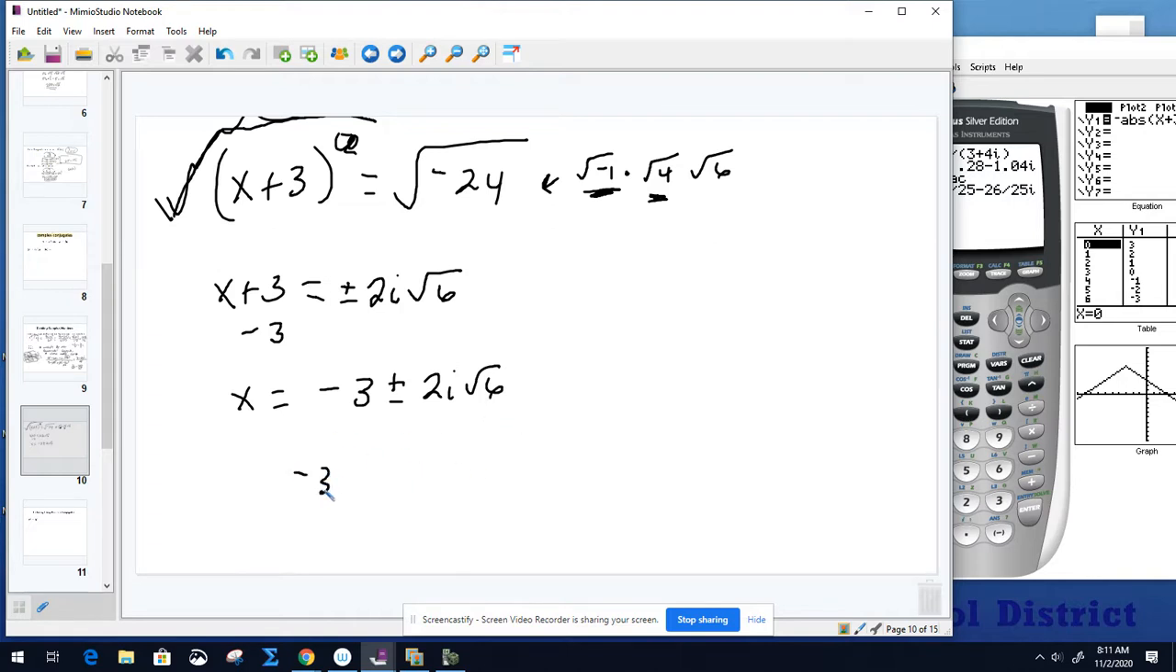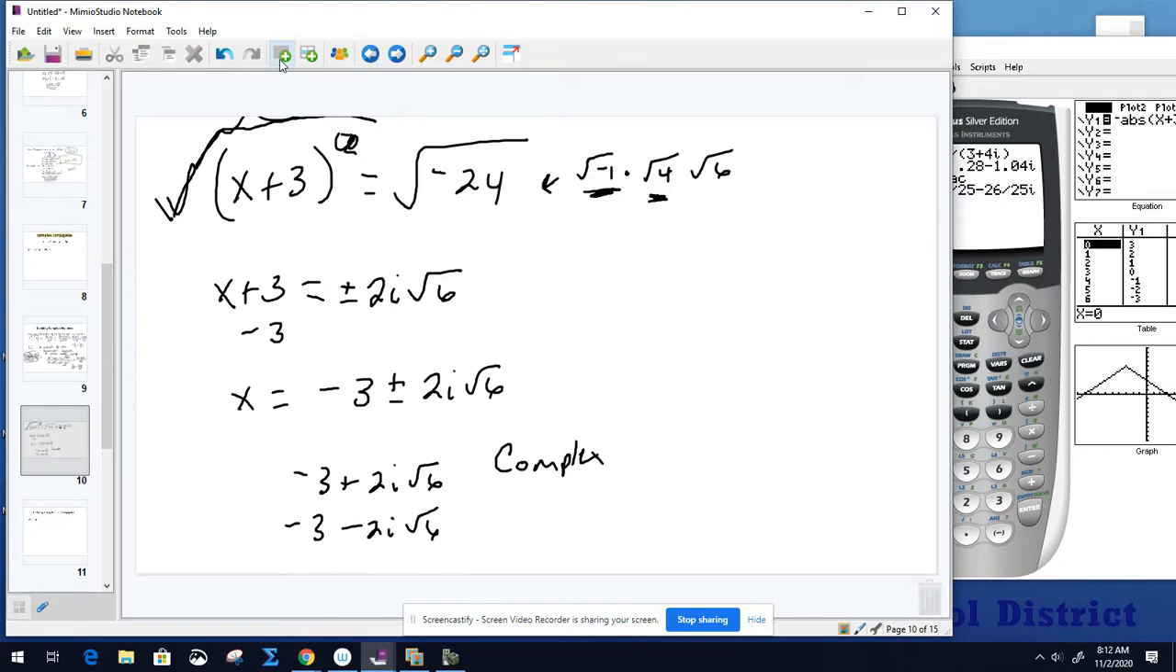The two answers would be negative 3 plus 2i square root of 6 and negative 3 minus 2i square root of 6. Again, these are written as complex numbers, where I have the real number first and the imaginary number second. Okay, it doesn't matter the order you write this in, but again, just get comfortable because this is what it always shows in the book.